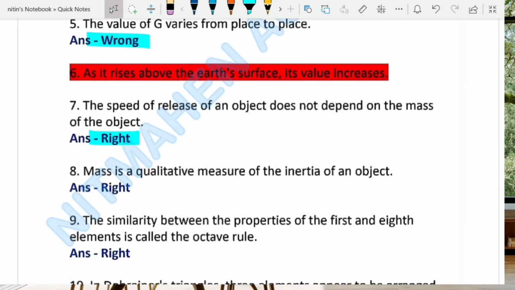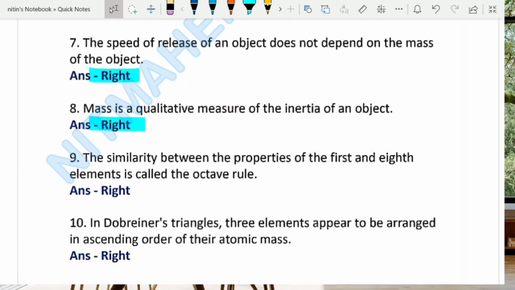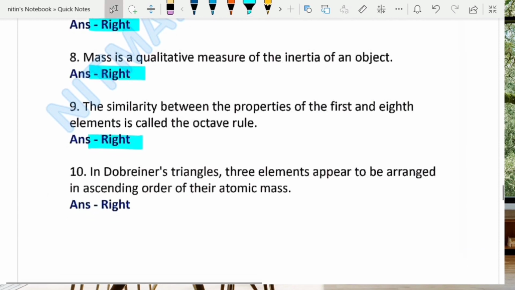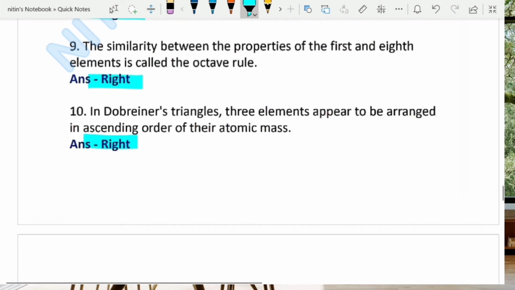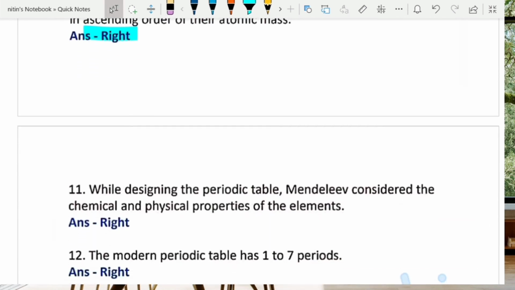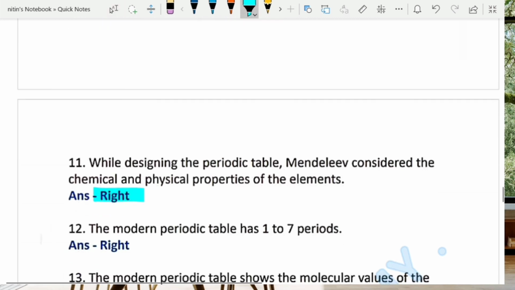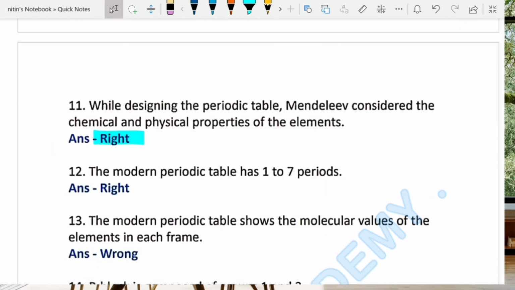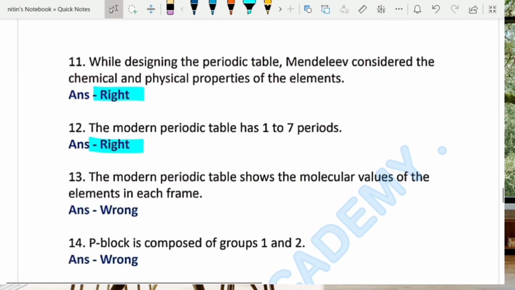Mass is a measure of the inertia of the object. Okay, right. The similarity between the properties of the first and eighth element is called the octave. Right. Dobereiner's triad is of three elements. Right. Next, 11 number. While designing the periodic table, Mendeleev considered the chemical and physical properties. It is right. The modern periodic table has 1 to 7 periods. Right. The modern periodic table shows the molecular value of the element in each frame.